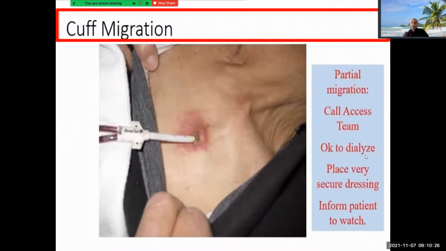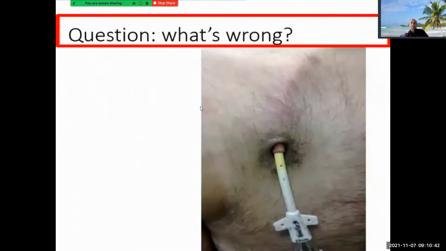Partial migration: call the access team. This is the vascular team in your unit. Okay to dialyze if the chest X-ray is okay. Place a very secure dressing and inform the patient to watch it. If the chest X-ray is okay, the patient can be dialyzed, but don't forget to schedule him for exchange of his catheter.